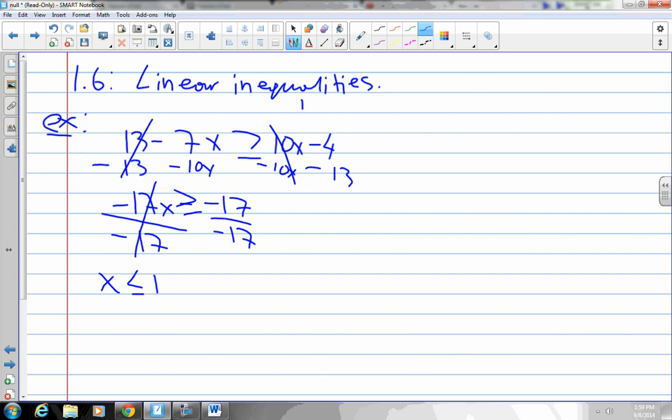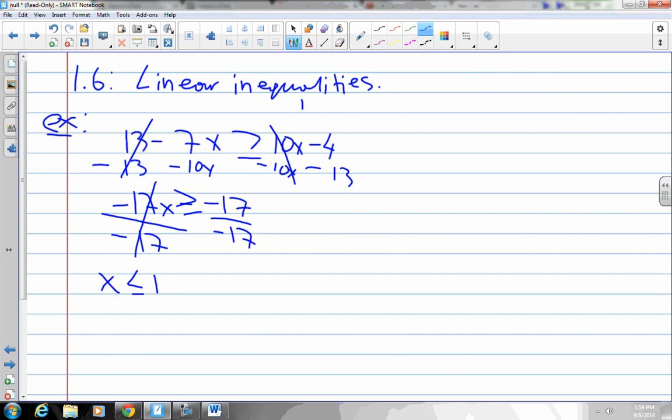You can predict that the sign in front of the x would be negative if you move it to the left, if you subtract 10x. Some students just add 7x to the other side. You'll get the same answer, and you don't have to remember to flip the inequality. Does that make sense what I just said?